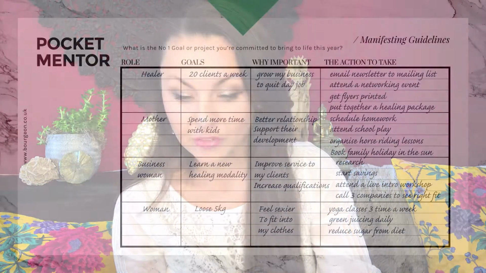Okay, and then lastly, the actions to take. So these are small bite-sized actions that you can take on a daily basis, within the next couple of days, within the next week, or within the next 30 days, practical actions that are going to move you closer towards your goal. So here are some examples I've got.